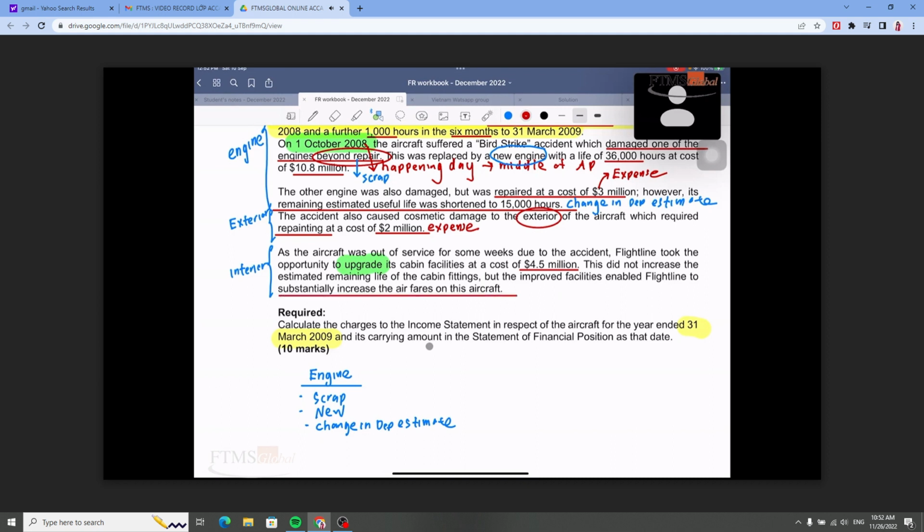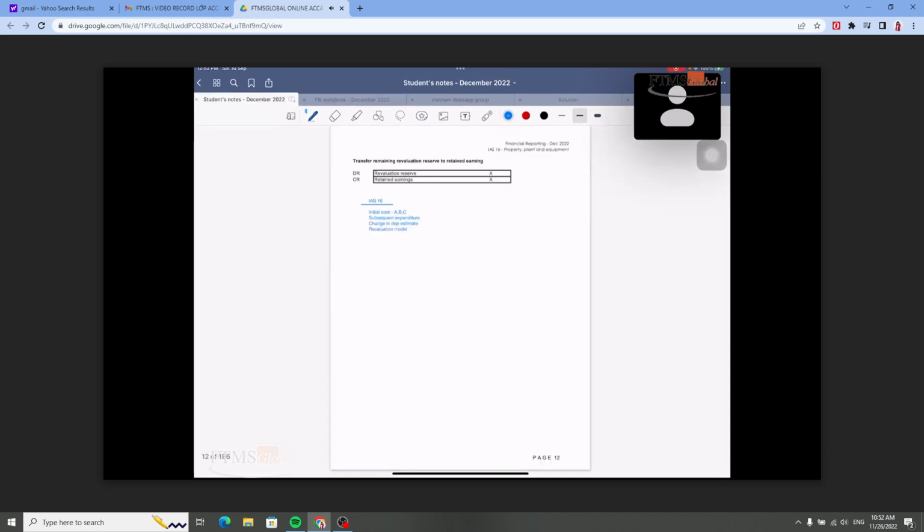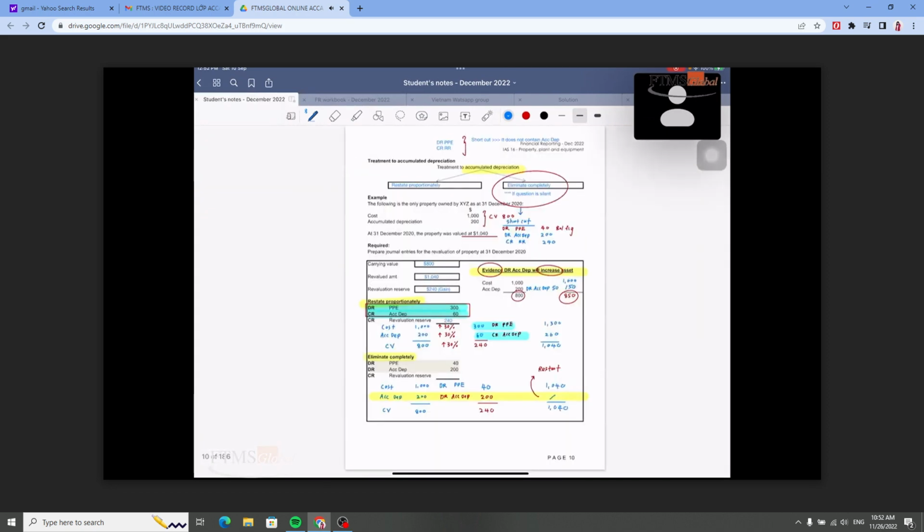Okay, so substantially increase the airfare is evidence of upgrade. Right? So this one, if you remember, is talking about our future economic benefit. Can sell higher. Okay, evidence of upgrade. Future economic benefit. Increase airfare. Okay, so of course, conclusion is this 4.5 million is an upgrade. Okay, so hopefully remember upgrade what you must do. Capitalize and depreciate. Then you need to remember what we have discussed here, right? Okay, so all this will come in already.